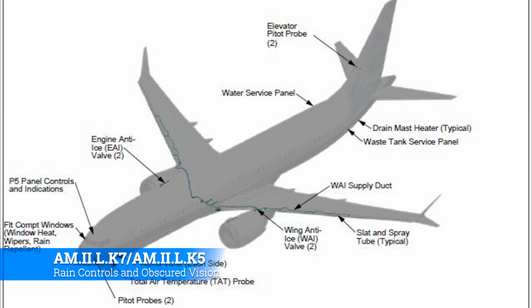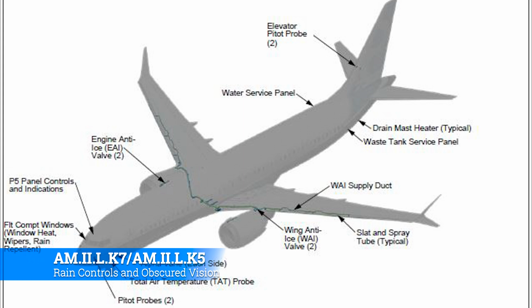Okay, so let's bring all this together and look at the 737 MAX anti-ice system. So here's kind of an overview of all the different anti-ice systems that exist on that aircraft. We're just going to take it from nose to tail and talk through all of them. First off, you have flight compartment windows. It has window heat, wipers, and rain repellent. So it has all three to help clean up the windows.